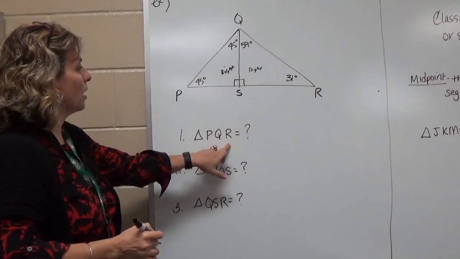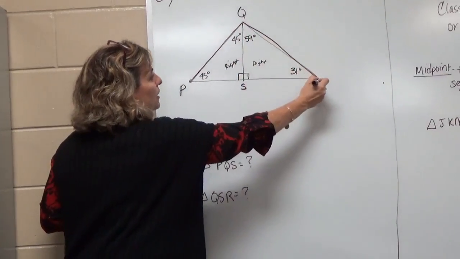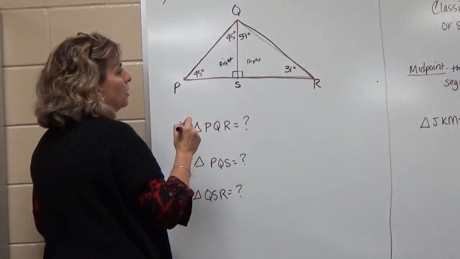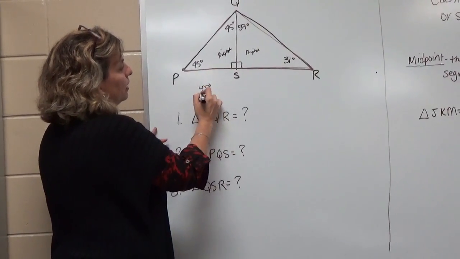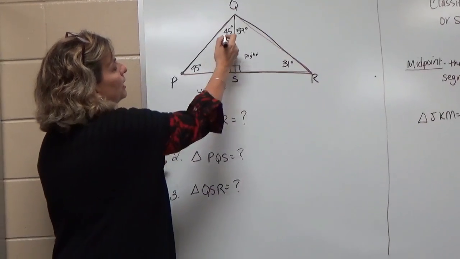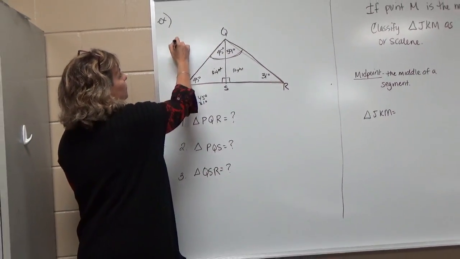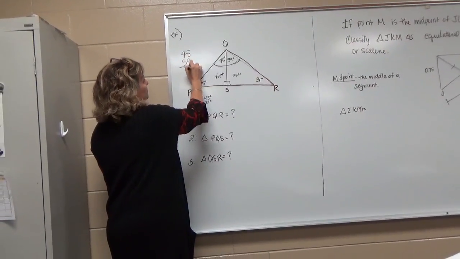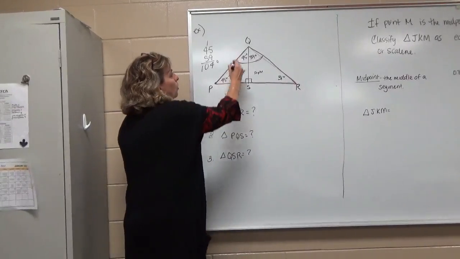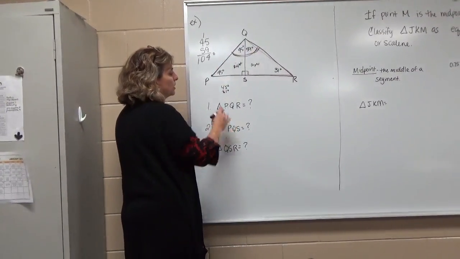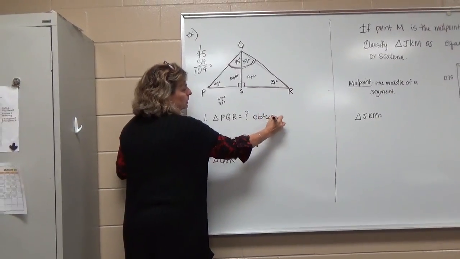Triangle PQR. You need to figure out PQR. That's the big triangle. So let's see what we have. We have a 45-degree angle in P, a 31-degree angle in Q, and then, in R. Q is actually these two added together, 45 and 59. So I get 104. Guess what? A 104 angle is obtuse. So this big PQR is an obtuse triangle.